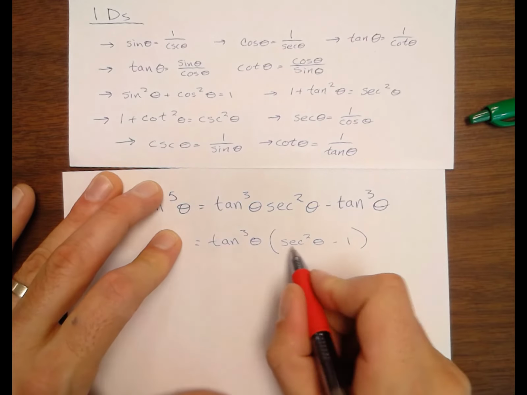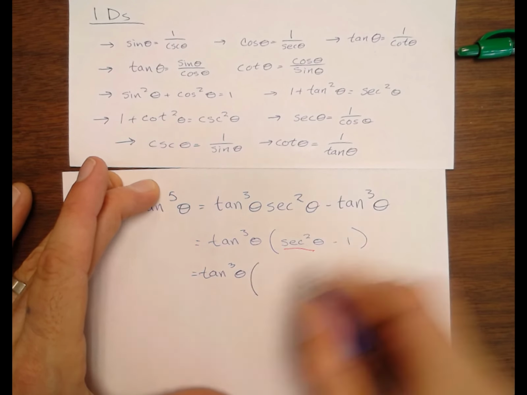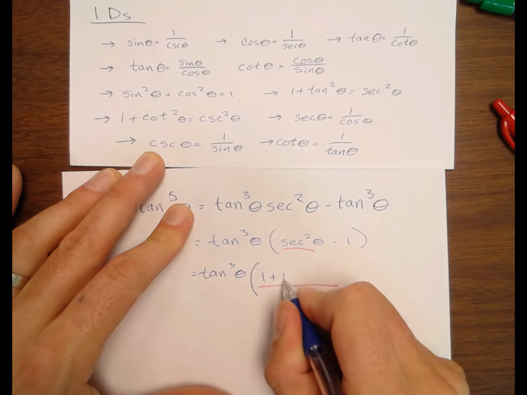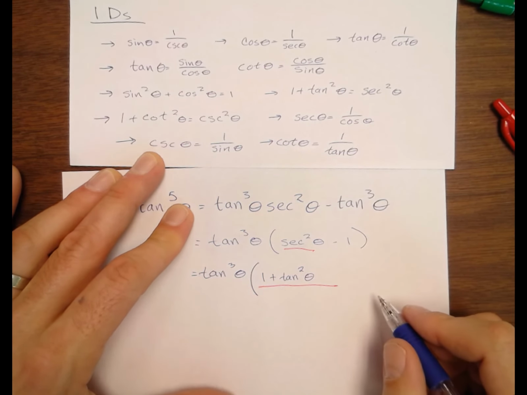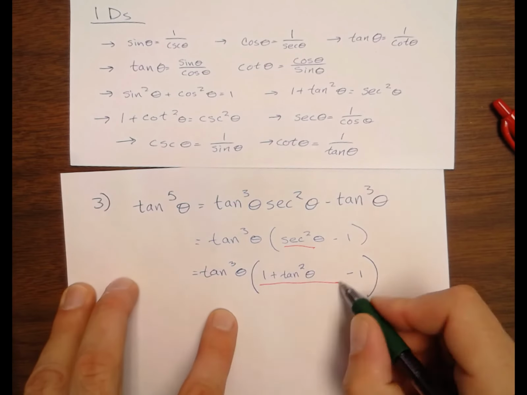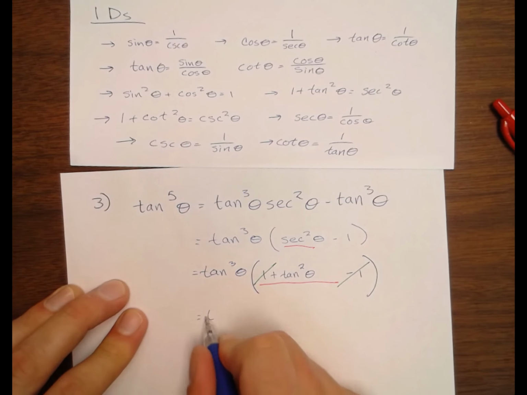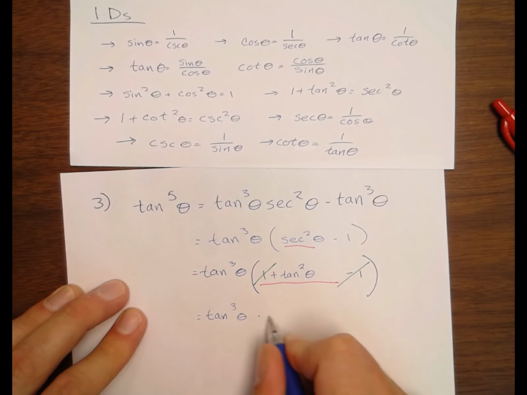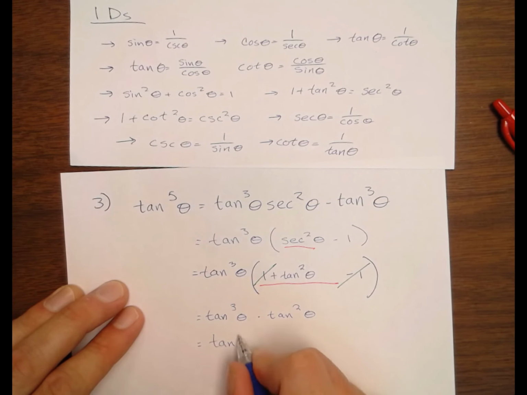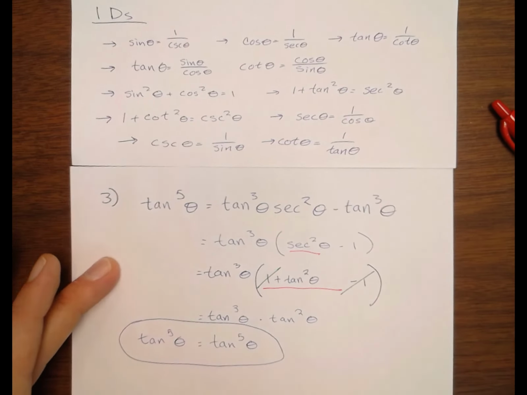So maybe instead of secant squared theta, I can substitute 1 plus tangent squared theta. And that's really convenient because plus 1 and minus 1 are 0. And I'm effectively now looking at tangent cubed theta times tangent squared theta. And tangent cubed times tangent squared is tangent to the 5th theta, which was what I was trying to prove the whole time. Verified.